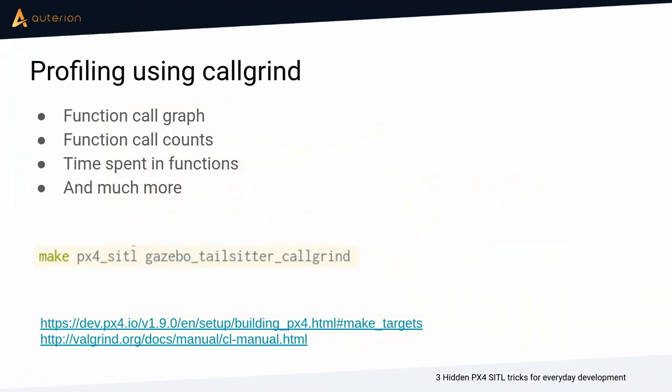Profiling using callgrind. Callgrind is a tool on top of valgrind, and it gives you profiling: function call graphs, function call counts, time spent in the functions, and much more. So whatever you might need to profile what's going on. In my opinion, you can do a lot of profiling before having to go onto the target, onto the Pixhawk, and figure it out there.